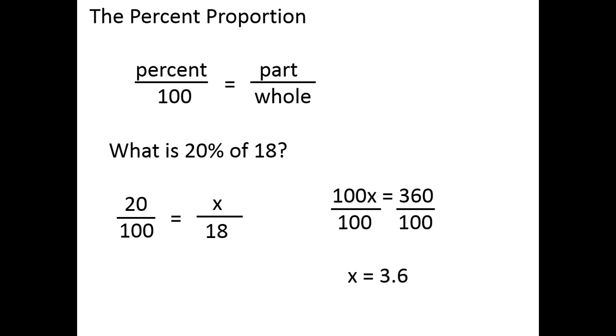Now if you relate this to some of the things we've already talked about with fractions, 20%, 20/100ths, is 1/5. So this is another way of saying what is 1/5 of 18. 1/5 of 18 is 3.6.